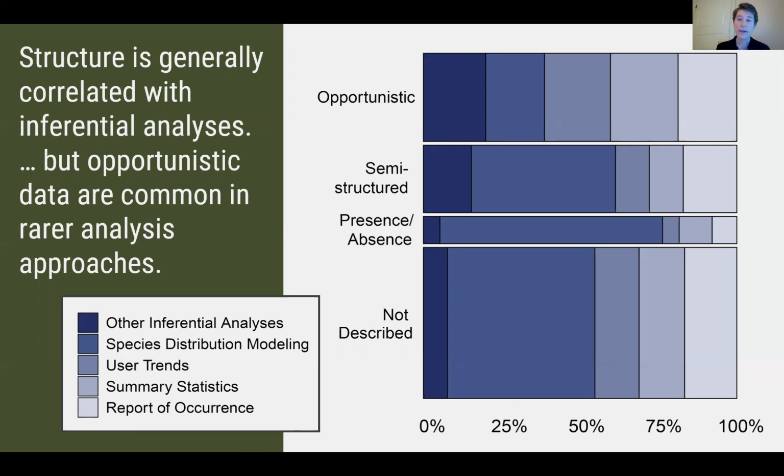We saw less variation in analysis approach based on structure than we expected. In general, sort of along the lines of what we expected, more structured data are associated with more inferential analyses. But interestingly, a greater proportion of opportunistic data were involved in rarer inferential analyses than the other types. To some extent, that may be due to ongoing innovation in analysis methods that's been largely focused on opportunistic data.